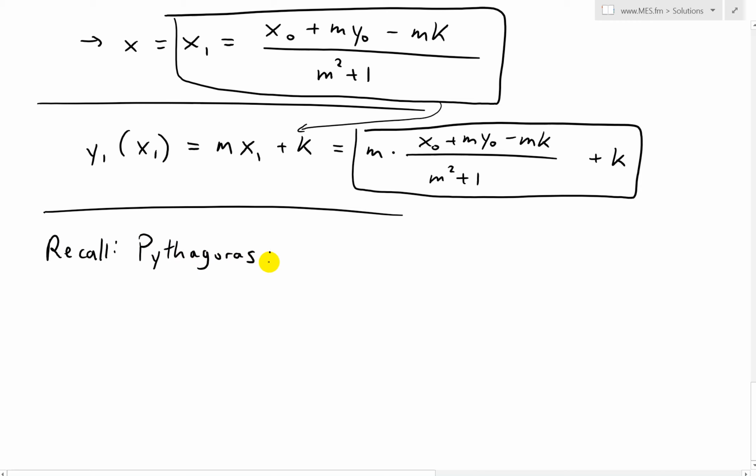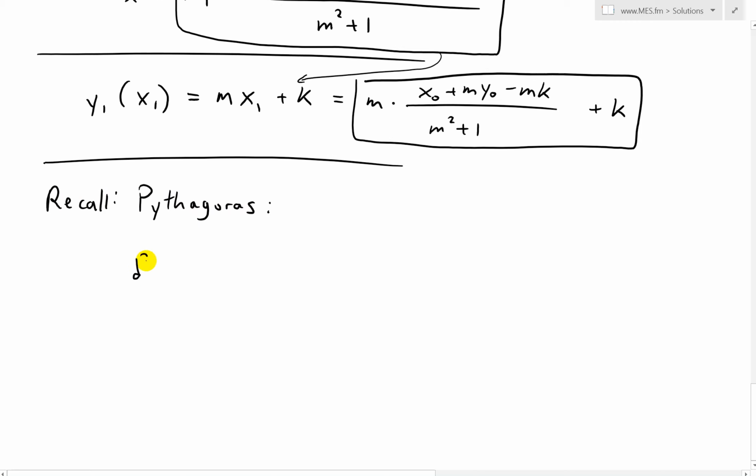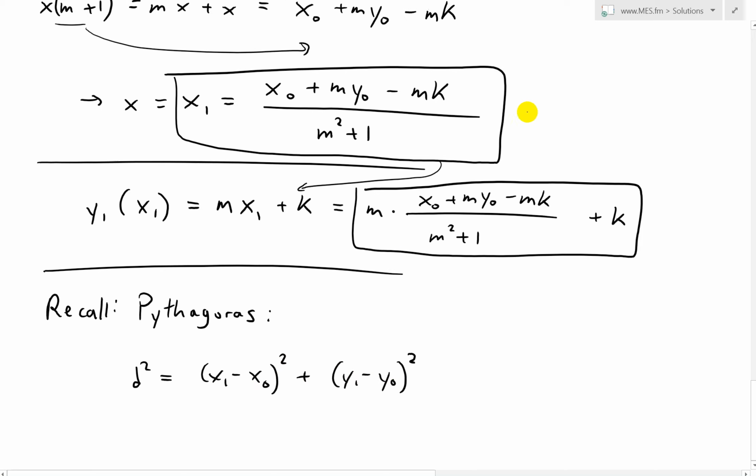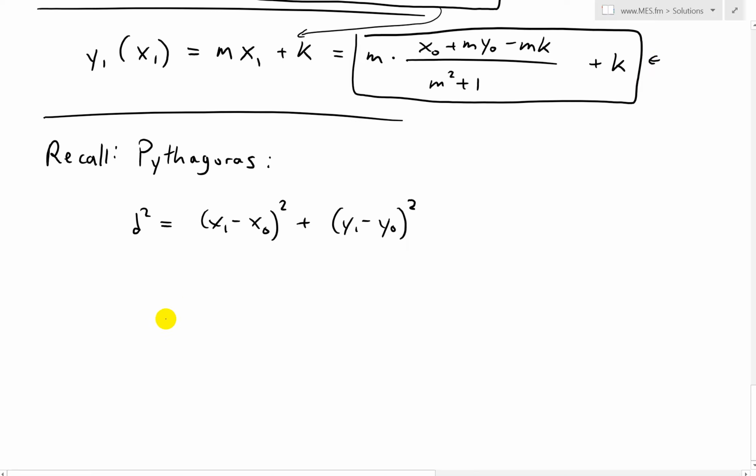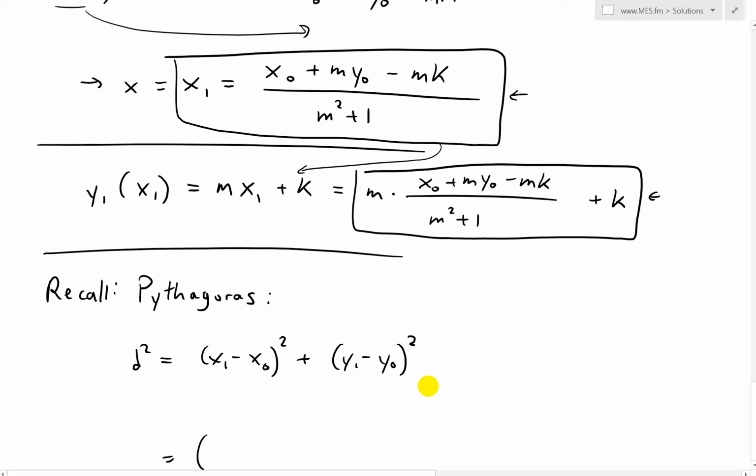Yeah, so if we recall Pythagoras, we have d squared equals the difference of the sides squared. So we have (x1 minus x0) squared plus (y1 minus y0) squared. And then we know that those are these ones here, and there's the y1, so we could add those inside. So we now get a giant formula like this.